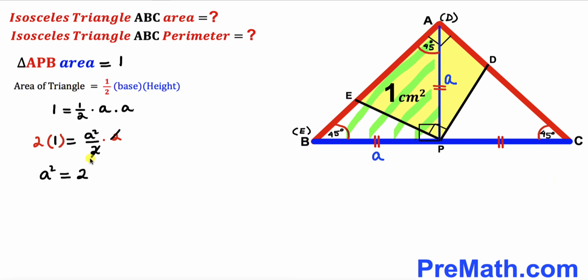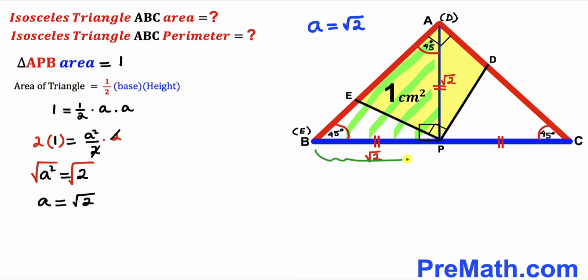And now I'm going to undo this square by taking the square root on both sides. So therefore our lowercase a value simply turns out to be square root of 2. And likewise this lowercase a value is going to be square root of 2 as well. And now let's make an observation.